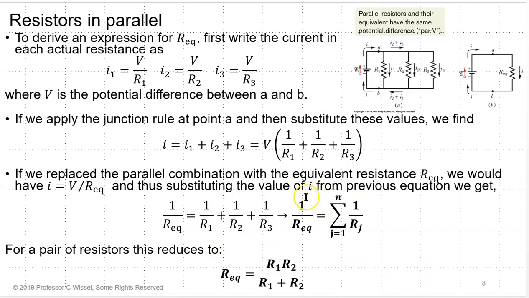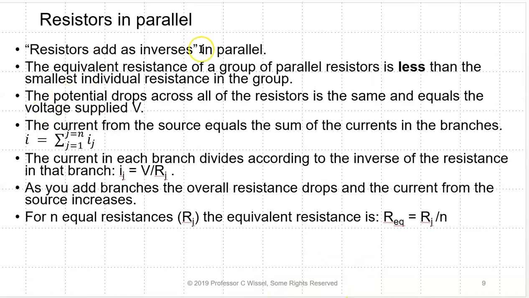So resistors add as 1 over: 1 over R equivalent equals the sum of 1 over Rj, where Rj are the individual resistances. They act like capacitors in series. For a pair of resistances, we can do product over sum. So R equivalent is R1 R2 over the quantity R1 plus R2. Resistors add as inverses in parallel. The equivalent resistance of a group of parallel resistors is less than the smallest individual resistance of the group.